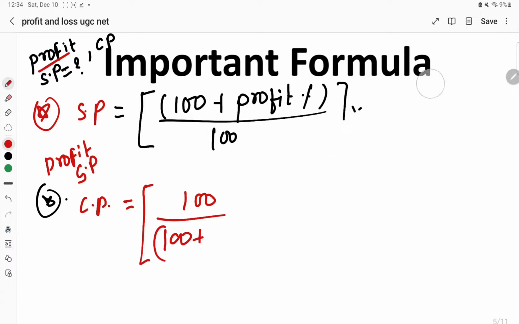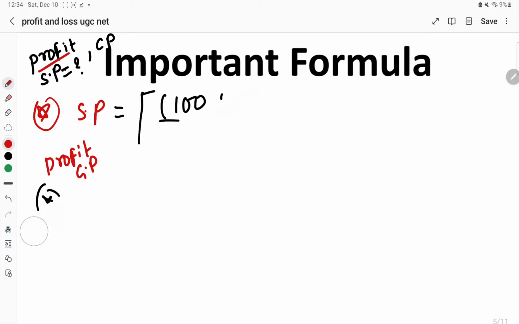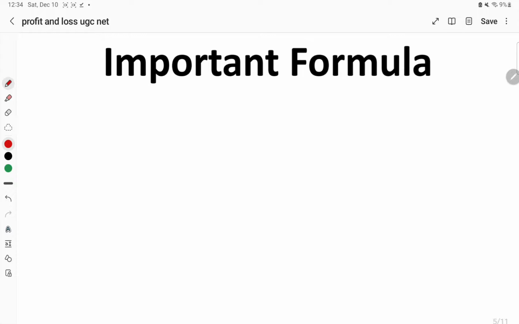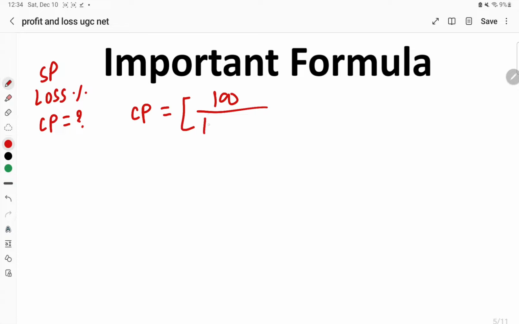Now if in the question they are giving us loss percentage and they are asking us to calculate selling price or cost price, what kind of formula we have to use, let us see that. Okay, loss percentage is given in the question and they are asking us to find the cost price, and selling price is given in the question. For that, what is the formula? CP will be 100 upon 100 minus loss percentage into selling price. Okay, this is the formula for calculating the cost price whenever the selling price and loss percentage is given.